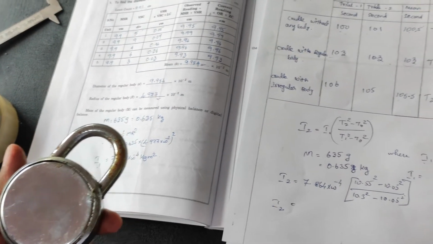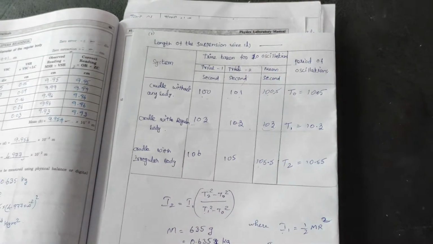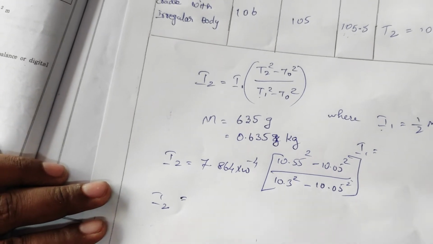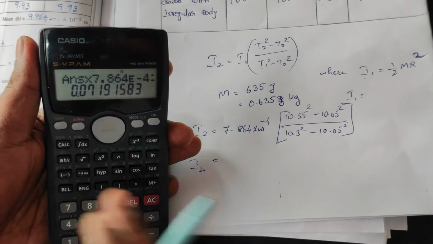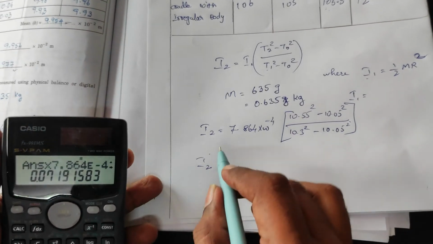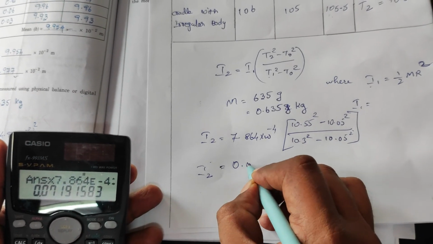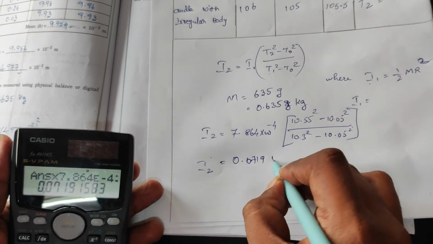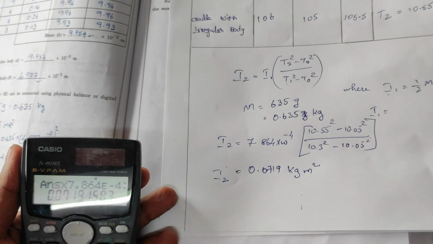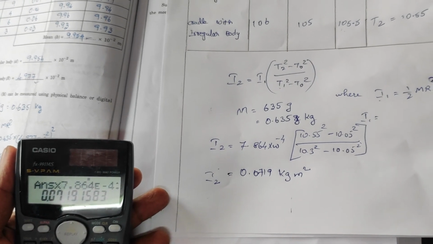Okay, and before that, I have to measure the length of the wire, and the length can be measured. So for this irregular body, the log, we found that moment of inertia will be 0.0719 kilogram meter square. So by this way, we can measure the moment of inertia of any irregular body.